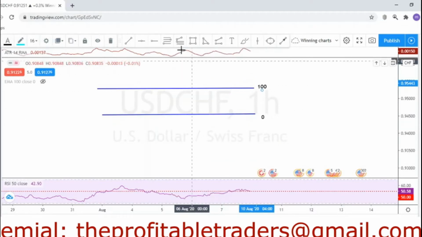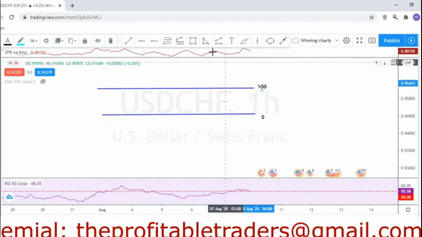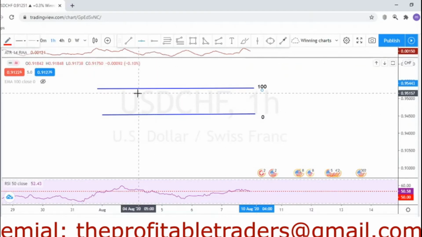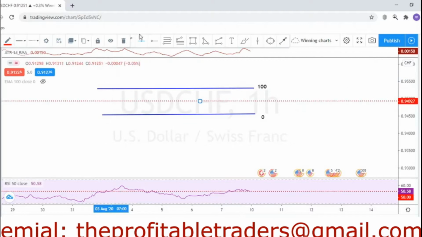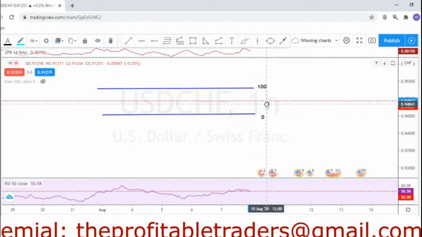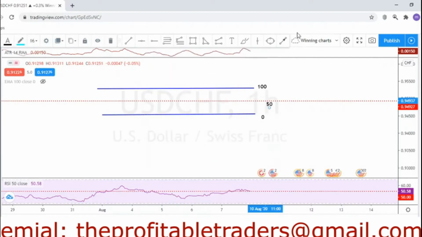So what I do next is to come to the 50% of these RSI values and put a horizontal line at 50% of the RSI values. This horizontal line here is at 50%. Let me change this to 50%. Yep, that's what you've got.